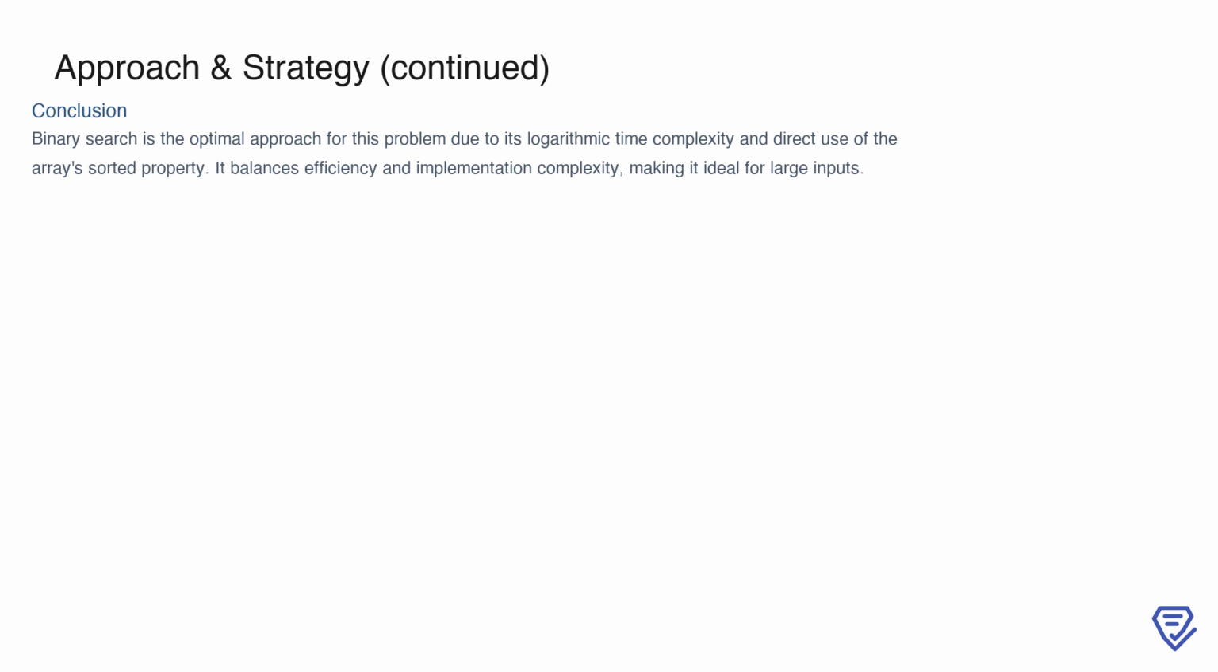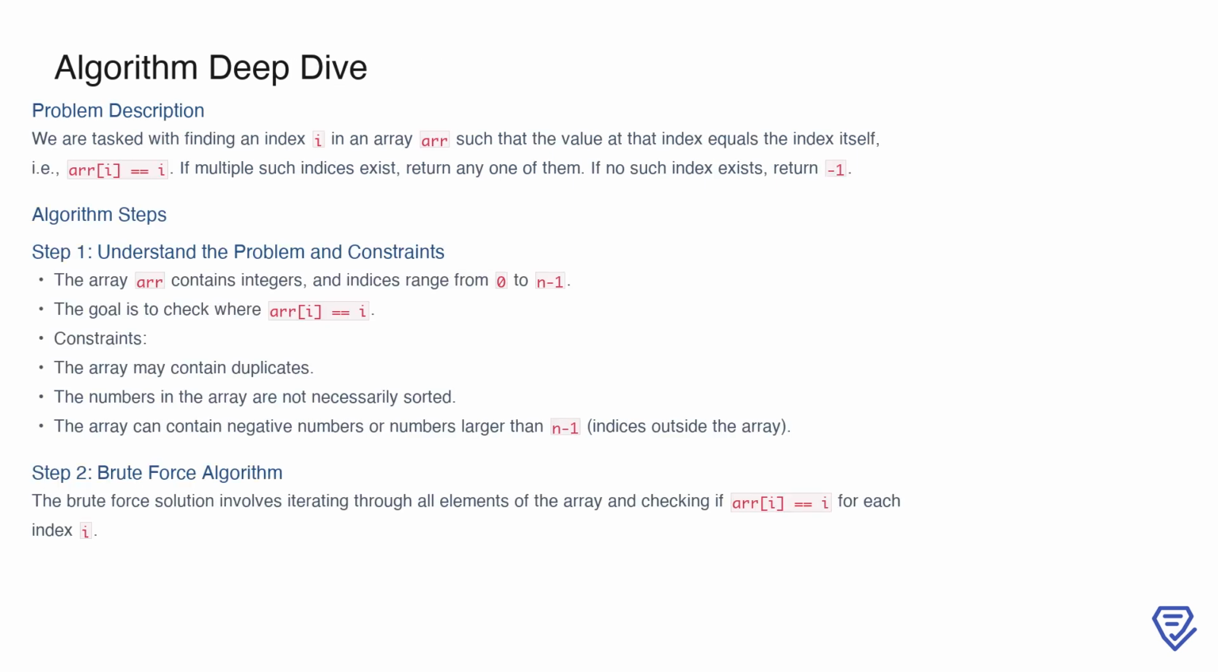In this problem, we are tasked with finding a fixed point in an array. A fixed point is defined as an index i where the value at that index is equal to the index itself, meaning ARR[i] equals i. If there are multiple fixed points, we can return any one of them. If no such index exists, we return -1.